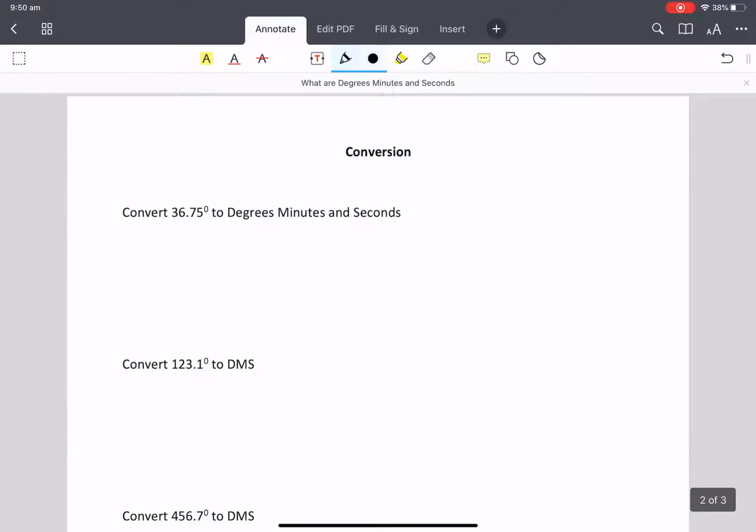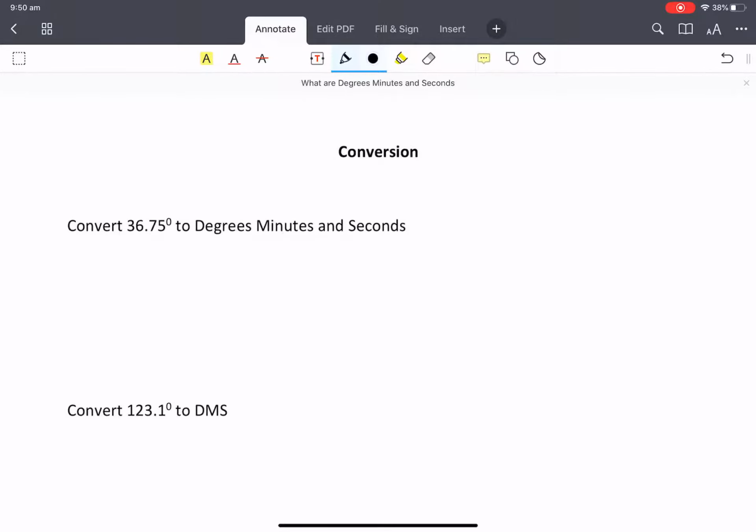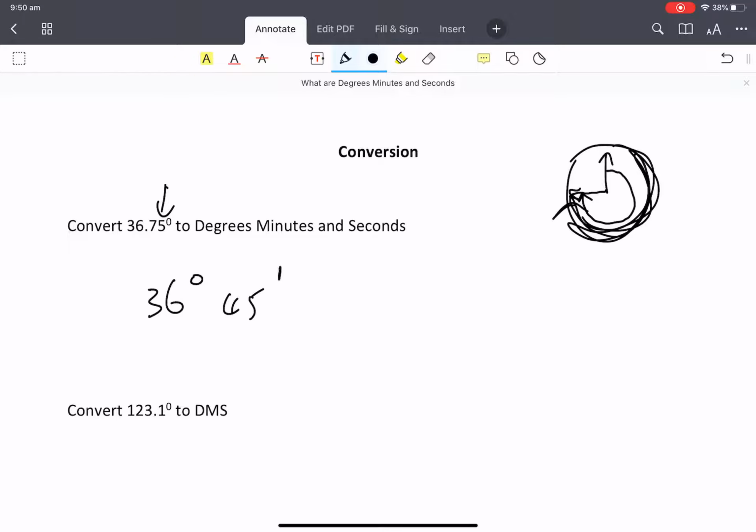Convert 36.75 degrees to degrees, minutes and seconds. So I can't do much about the 36. It's 36 degrees, but I'm thinking if there was a clock, I want to get 0.75 of the way around my clock. So I want to get from there to there. How many minutes are in that? So that's 45 minutes.